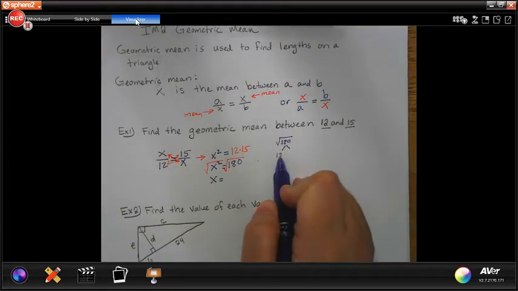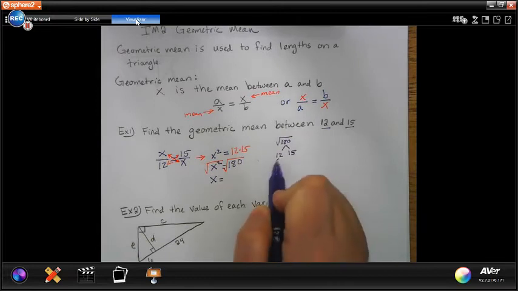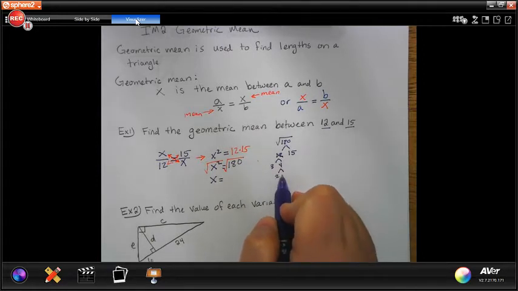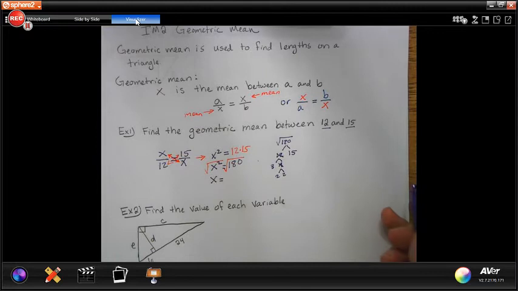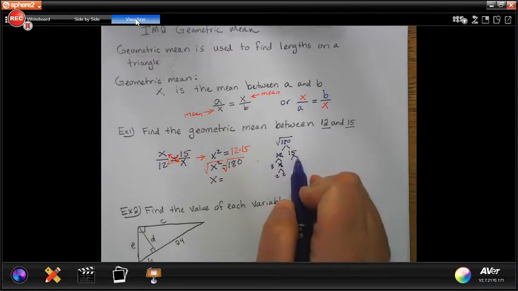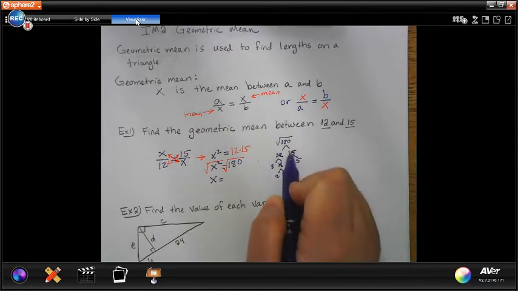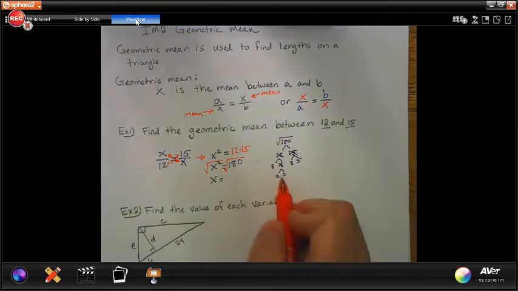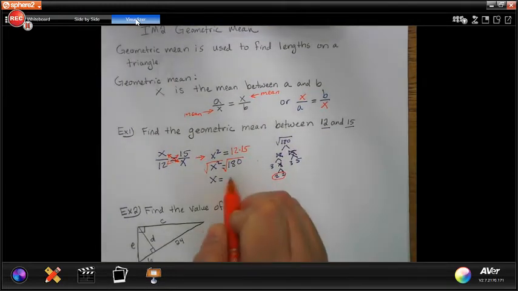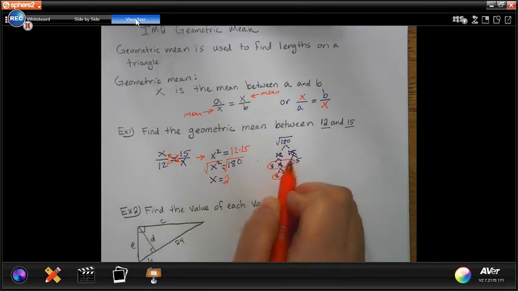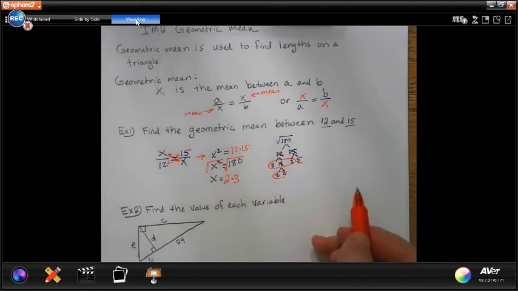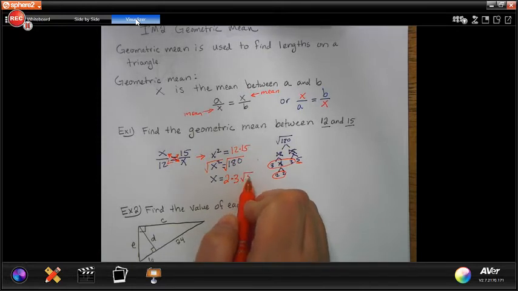So 12 and 15. 12 is 3 and 4. Remember to cross them out when you're done with them. 4 is 2 times 2. You want to cross out the 4 so you don't accidentally reuse it. 15 is 3 times 5. Cross out the 15. Alright, so remember our pairs break out. A pair of 2s, a pair of 3s, and then this poor 5 has no pair to break out with, so 5 is still left behind.